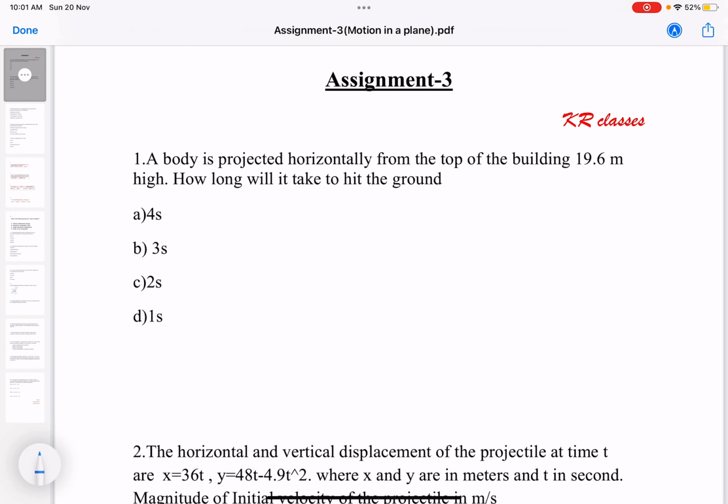Hello students, today I am going to give you assignment number 3 for the chapter motion in a plane. I would like to give you some hints in order to solve the following questions.